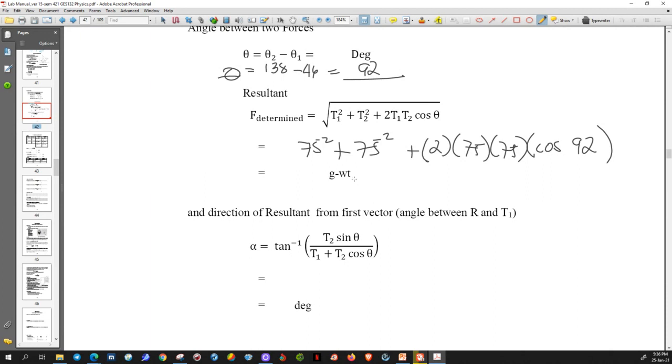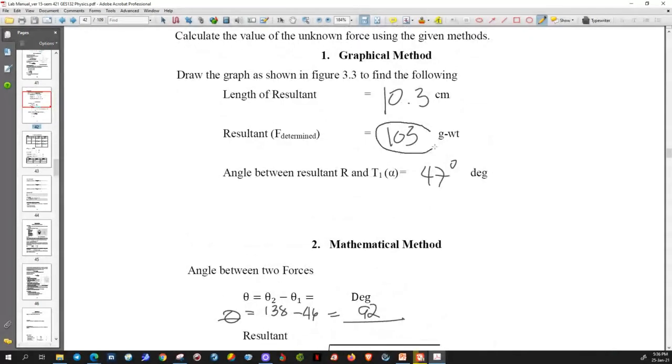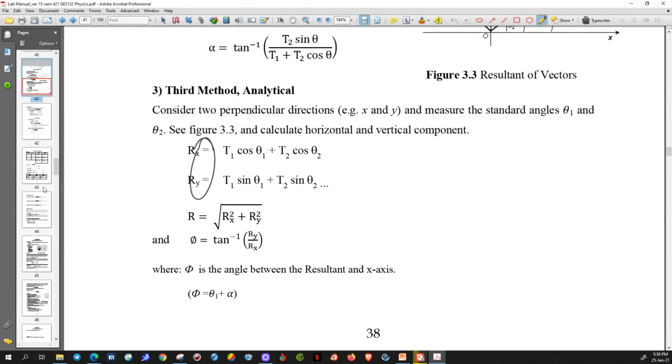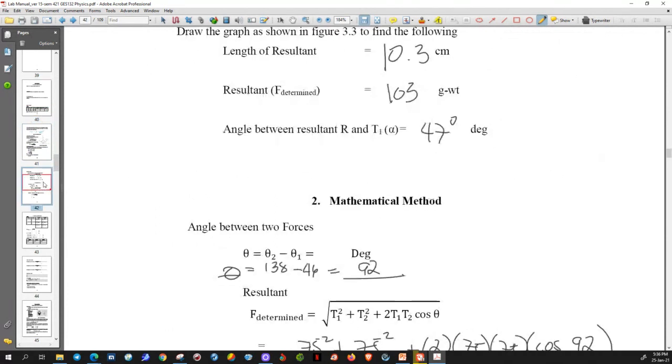104.1. Okay, that's excellent. 104.1. Remember what we measured in the graphical method? Look, 103. Is it near? Yes. Exactly. 1.1. It's near. Look at the value from the balance, from the digital balance. Where is it? Let me go to the digital balance. What's the value? 105. Okay, so you get good values.